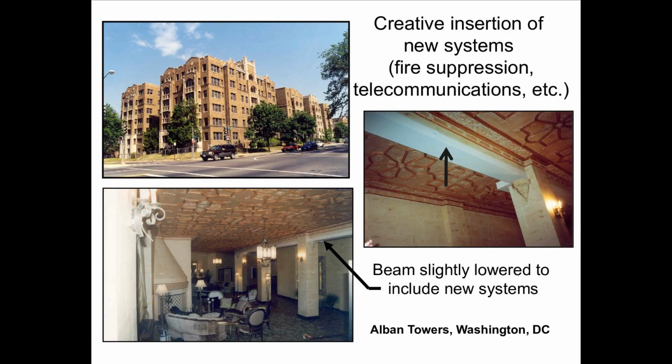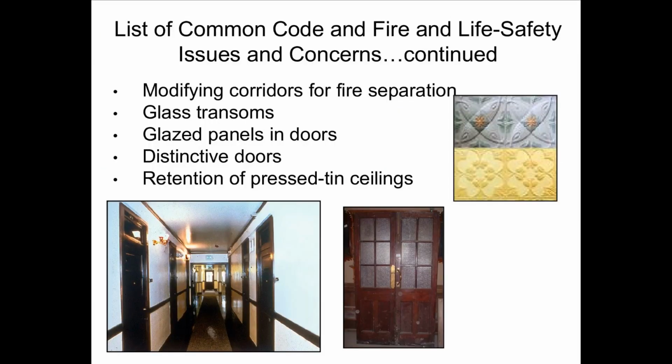The creative insertion of new systems, fire separation, and telecommunications can be done with beams being slightly lowered to include these new systems, as we discussed earlier. Continuing on, some more issues and concerns are modifying corridors for fire separation, glass transoms, glazed panels and doors, distinctive doors, and retention of pressed tin ceilings.